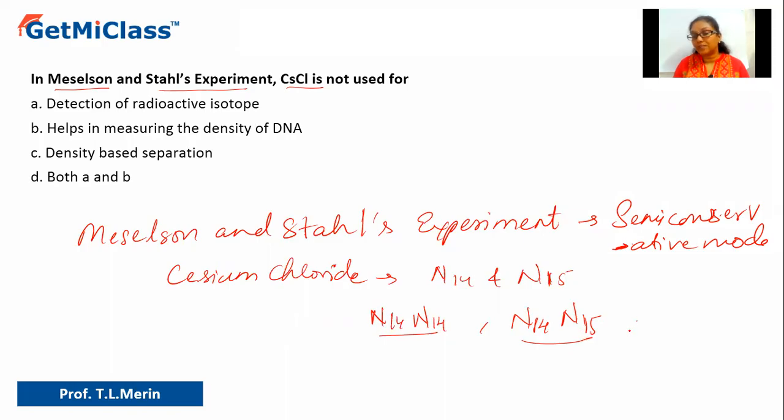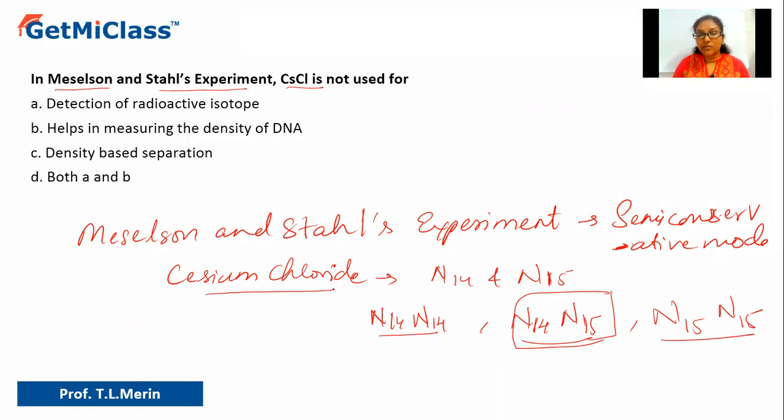Why a hybrid band? Because one strand of the double-stranded DNA contains N14, whereas the other contains N15. And finally, they also saw the band where both the strands consist of N15, N15. But this hybrid band was always there. That means that the parental strand has been conserved. So that is how they proved the semi-conservative mode of replication.